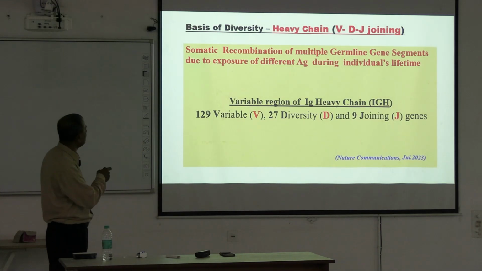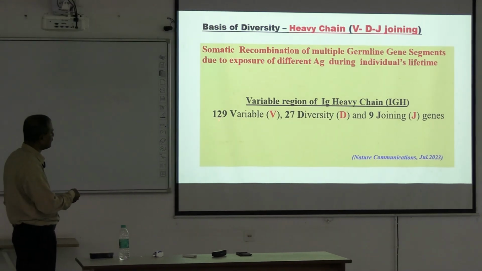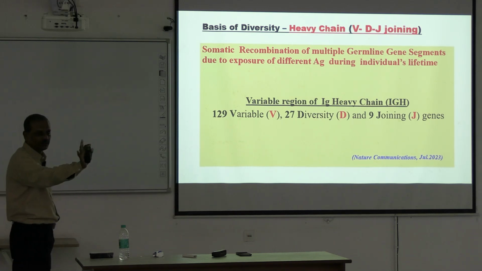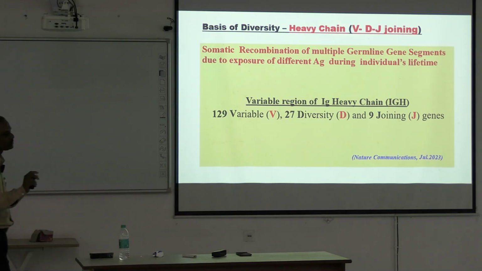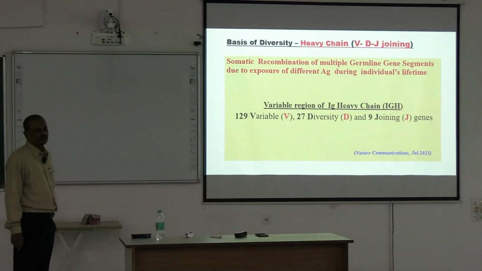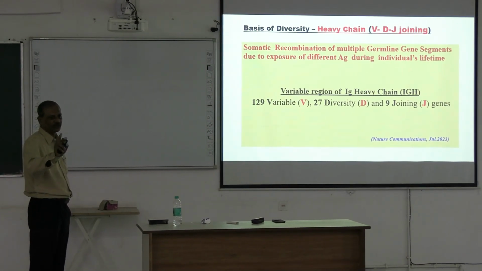Same thing happens. It's a Nature Communications paper, from the latest reference I got. So there are 129 V variable regions, 27 diversity and 9 J chains. Only write down one part, have you understood that? Now write down this upper sentence: somatic recombination of multiple germline gene segments due to exposure of different antigens in individuals given time. Write this, no need to write everything, write what I will let you photograph.